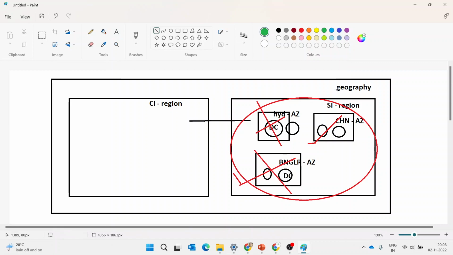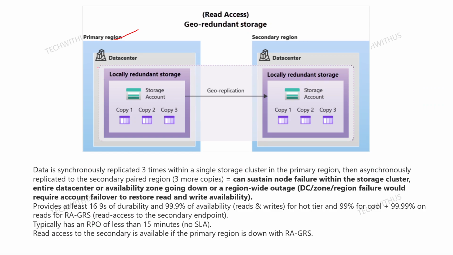When we consider geo redundant storage, it happens at the geography level, so it stores the data in two regions. Let's assume one is Central India and the other is South India. In the primary region I have one data center, and in the secondary region one more data center. It first uploads three copies in the primary data center, and with the help of the geo replication strategy, the same thing is copied into the data center of the second region. So in total we have 6 copies.